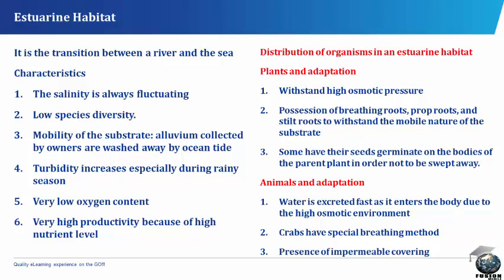Plants and their adaptation. Plants in estuarine habitat withstand high osmotic pressure. They possess breathing roots, prop roots, and stilt roots to withstand the mobile nature of the substrate. Some have their seeds germinate on the bodies of the parent plant in order not to be swept away.